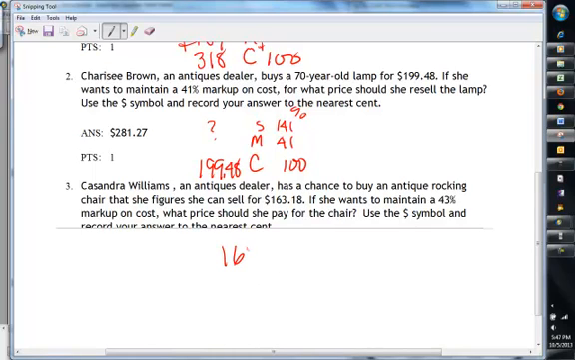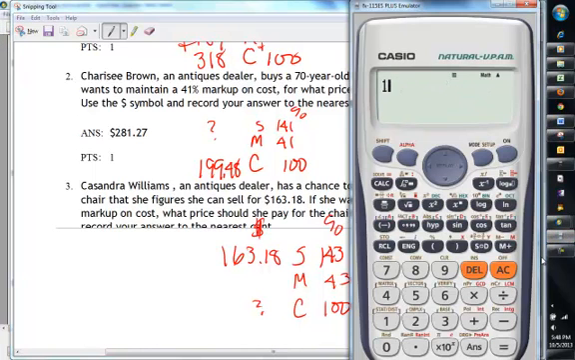Next one, Cassandra Williams has a chance to buy an antique rocking chair that she figures she can sell for $163.18. That's the selling price that she wants. If she wants to maintain a 43% markup on cost, cost is 100%. We want to know what can she pay for it. Well, this is 143% because remember you add cost plus markup to get selling price. So on our calculator, cross multiply and divide: 163.18 times 100 divided by 143 gives us $114.11.